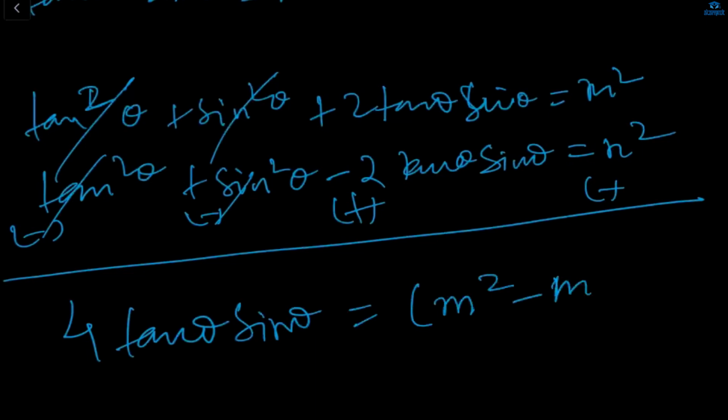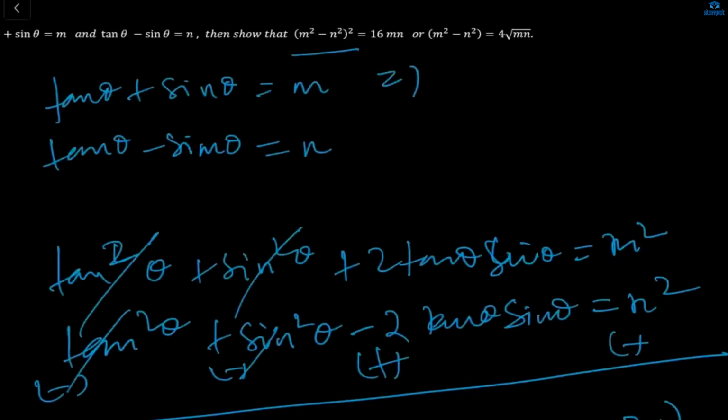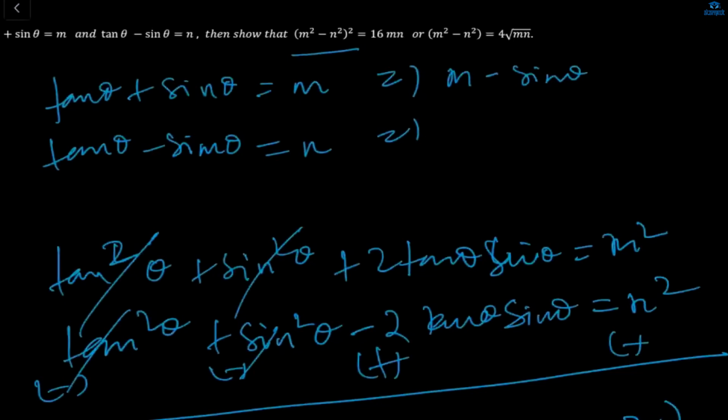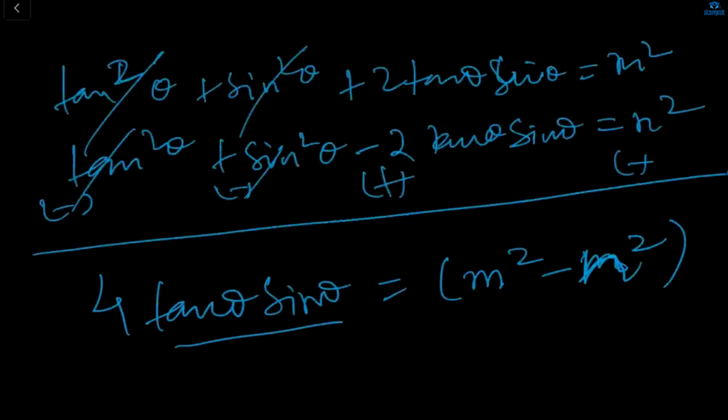Okay, now you have to derive that m square minus n square is equal to 4 root mn. So we have got this 4, but we have to find mn. So from here you can write that you have got tan theta into sin theta, which you have to write here. Instead of this, you have to write root mn.